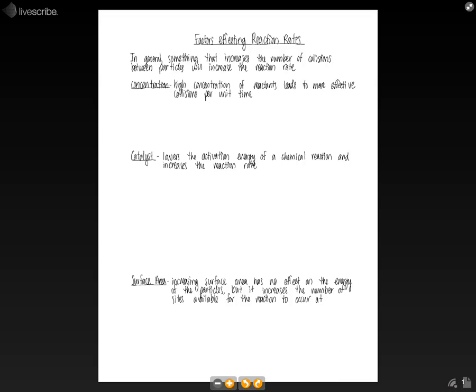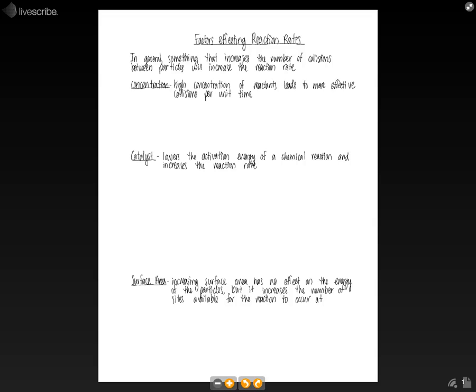This lesson is going to talk about a few different factors that affect reaction rates. And so first off, in general, something that's going to increase the number of collisions between the particles is going to increase the reaction rate. And so that's going to be the basis of our understanding of these different factors, is how they affect the number of collisions between the particles.